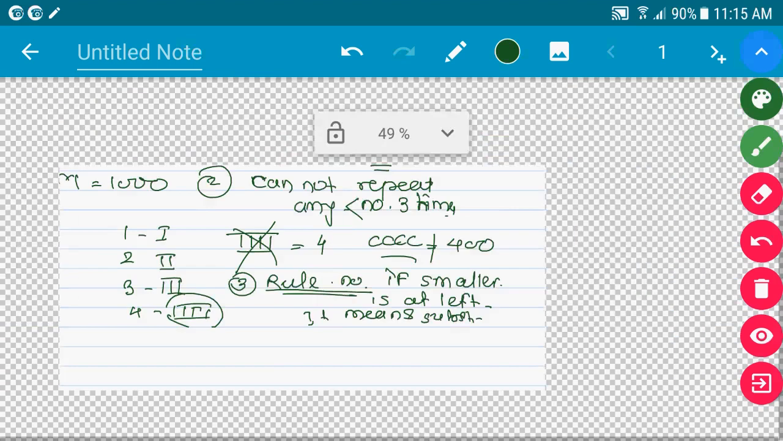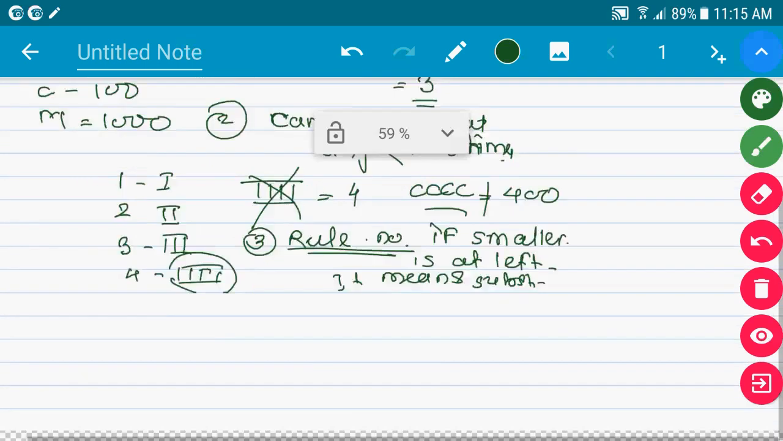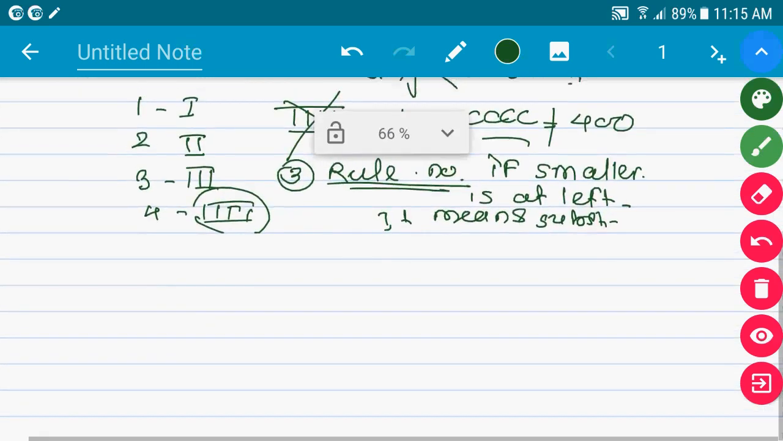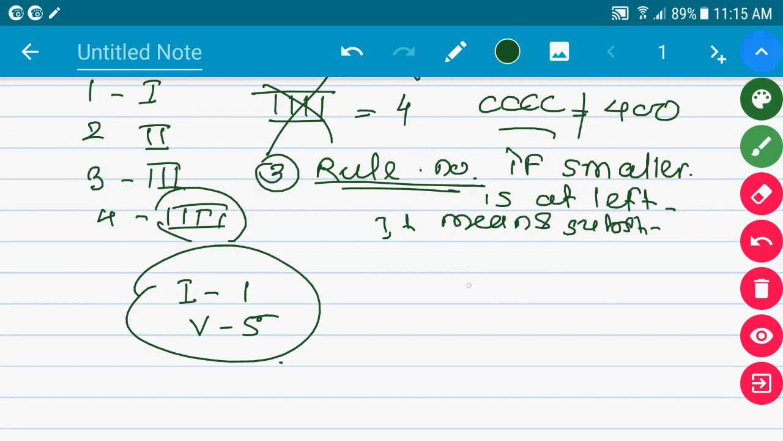Now what is the rule telling us? If the smaller number is at the left, then we have to subtract. Now you know 1 means I and V means 5. Now I have to write 4. And what is meant by 4? 4 is equal to 5 minus 1.